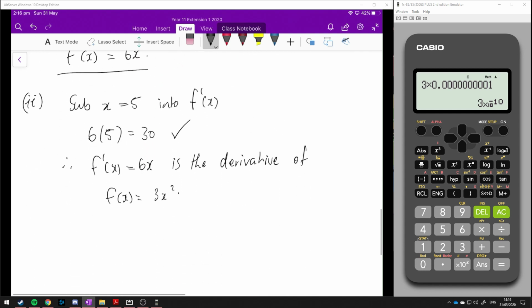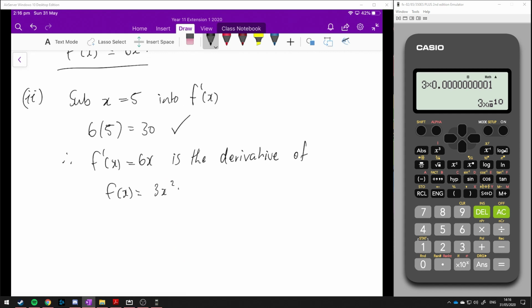Okay, with that being said, that's going to be the end of the first video, the derivative as a limit. And we have one more video to do, which is finding points on a curve with a given gradient.